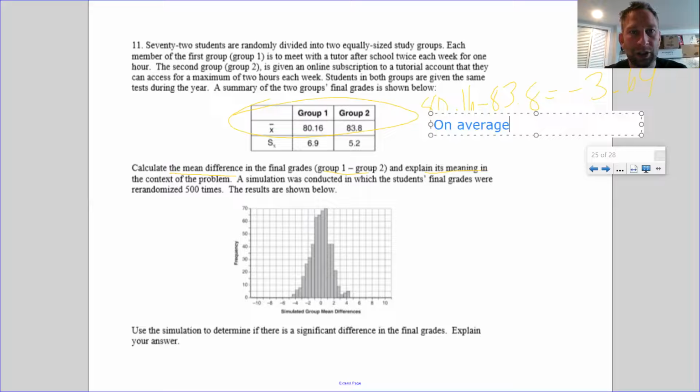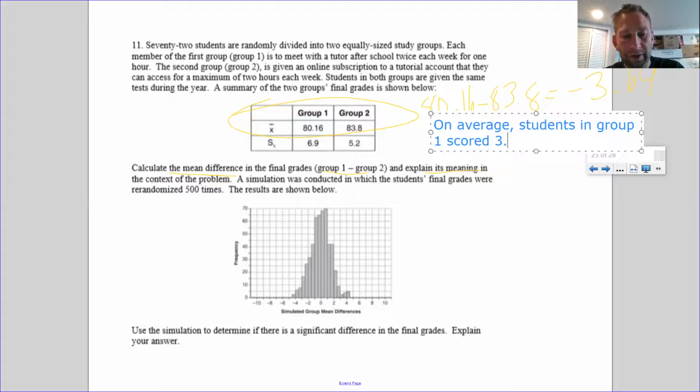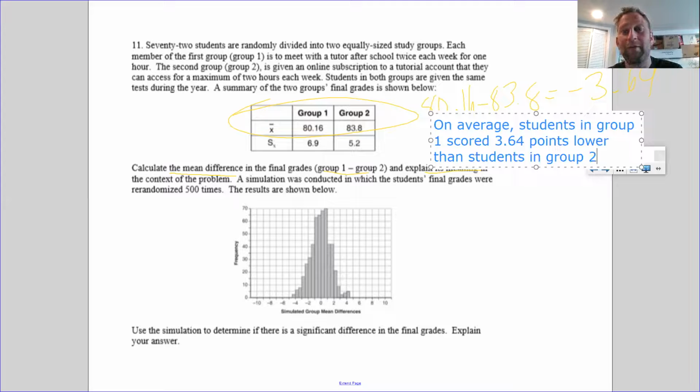On average, students in group 1 scored 3.64 points lower than students in group 2. That's all it means. It means on average, whatever happened in the first group is this much higher or lower than the second group. Because it's negative, that's why it's lower. Is that a significant difference? Does that mean that I really want to go with group 2, or did that just happen due to random chance? I don't know if it's a significant difference just by finding the value alone.